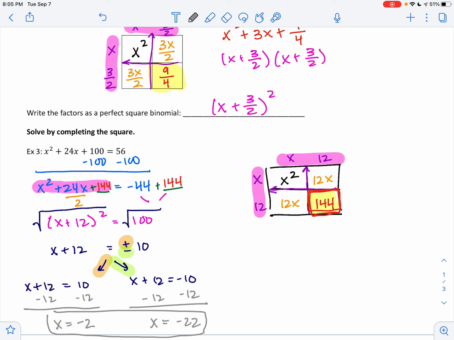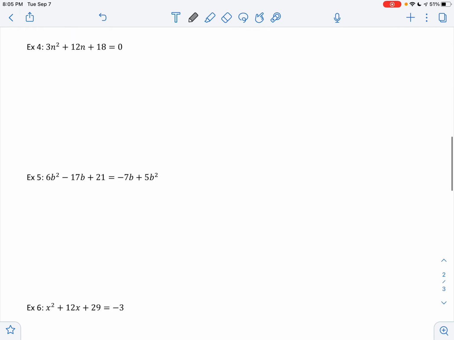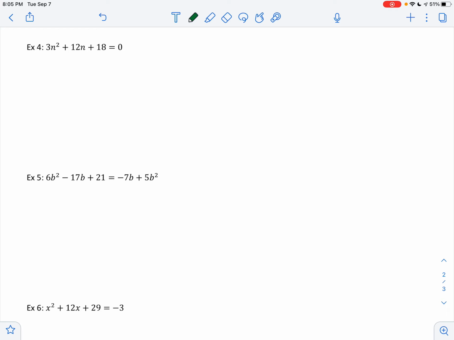Let's try this again on example 4. The first thing that you want to do on example 4 is you want to make sure that your a term is 1. So what I'm saying is I want the coefficient of my squared term to be 1. So right now that coefficient is 3. That 3 is not 1.